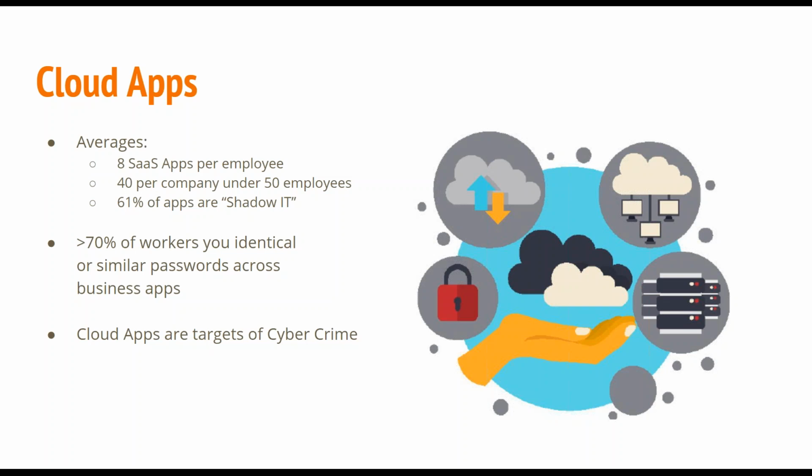So it's not uncommon for people to be using their work email identity for work-related accounts. LinkedIn, Uber for their Uber rides, Dropbox for business, or Dropbox a personal account if the company's not providing it. When we do that, we know that about 70% of workers use identical or similar passwords across those business apps, right? Which makes cloud apps themselves a good target of cybercrime.